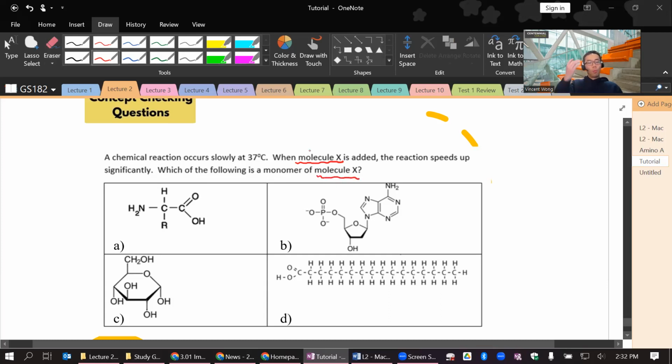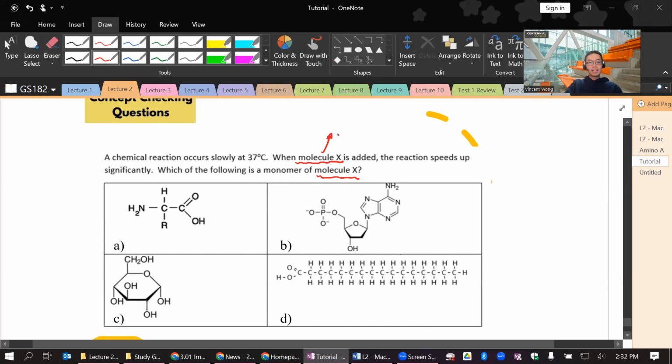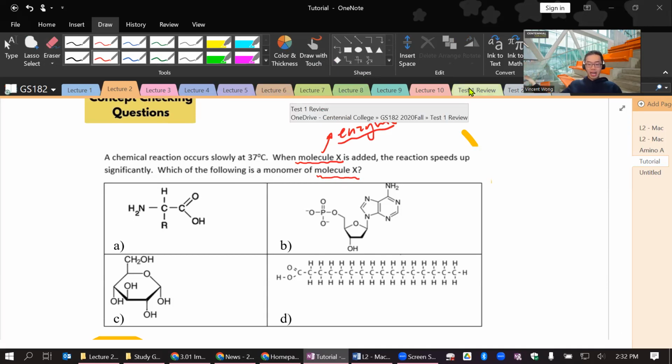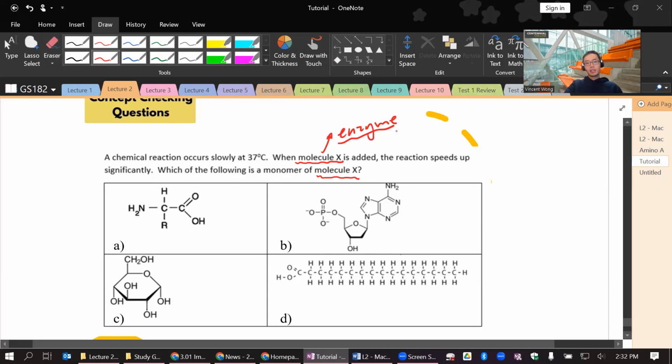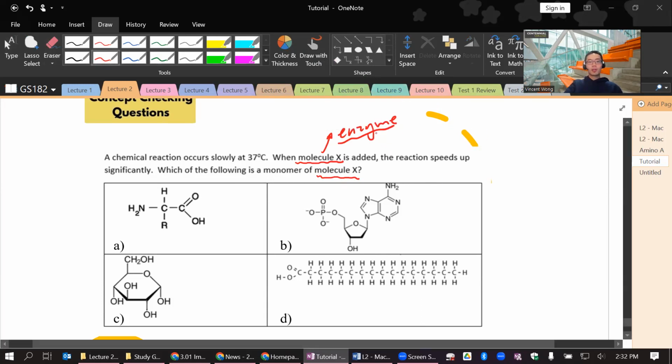So what do we add to a reaction that causes it to go faster? Catalyst. Yes, but a biological catalyst is called what? Enzyme. An enzyme. That's right. And what are enzymes made up of? Is it a carbohydrate, protein, nucleic acid, lipid? What is it? Anybody remember that? Protein. Yes, enzymes are proteins, right?